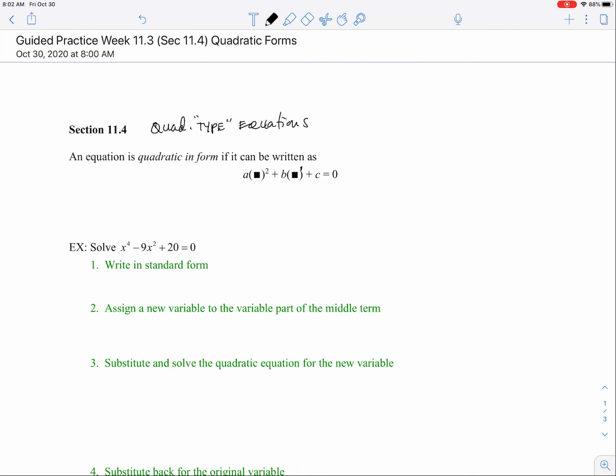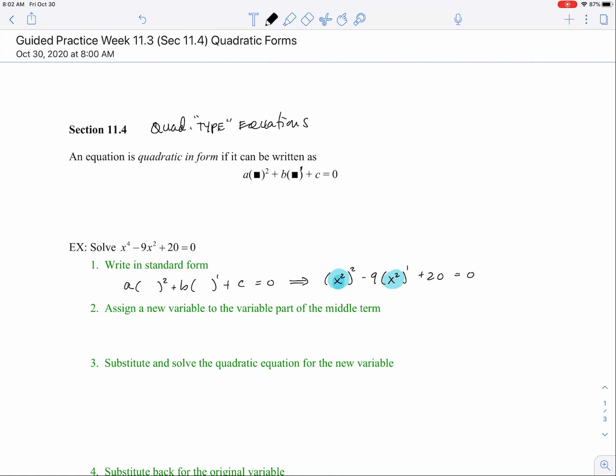So what we're going to do is write it in standard form. Ideally, we want to write this as a times something squared plus b times something to the first power plus c equals 0. We can do that here if we rewrite x to the fourth as x squared squared minus 9 times x squared to the first power plus 20 equals 0. So even though it's not quadratic, it's quadratic type if I treat the variable not as x but as x squared.